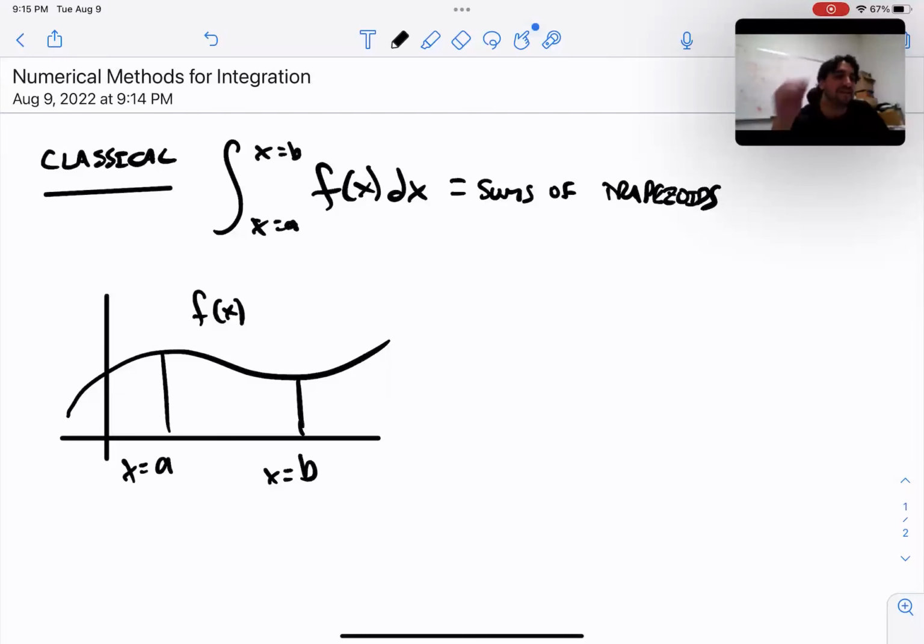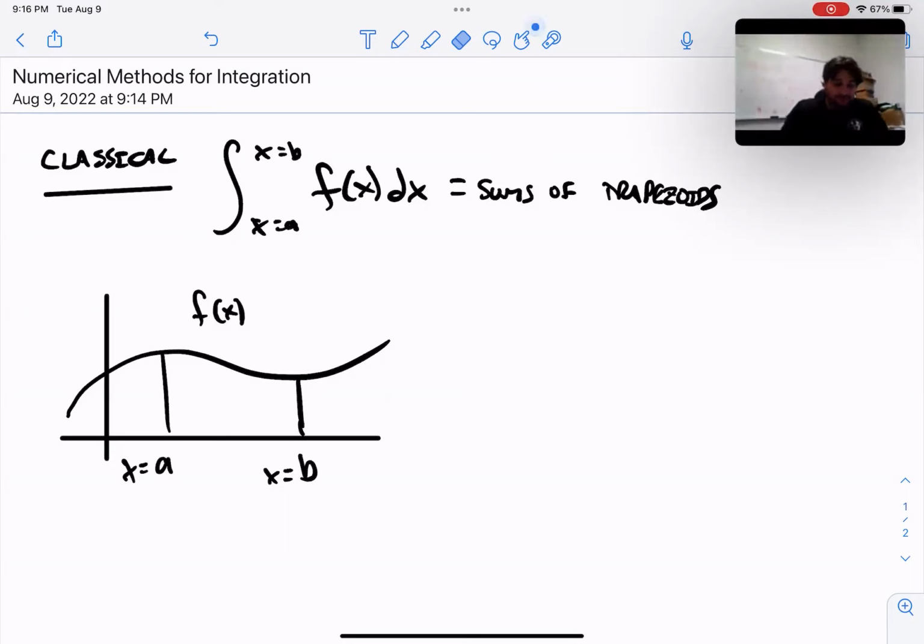Hello, I want to talk today about numerical methods for integration. What do I mean by numerical methods? I mean, it's an integral that maybe you can't evaluate directly, you can't get an exact value for it. So you just want an approximation. You want some good number that estimates the value of the integral.